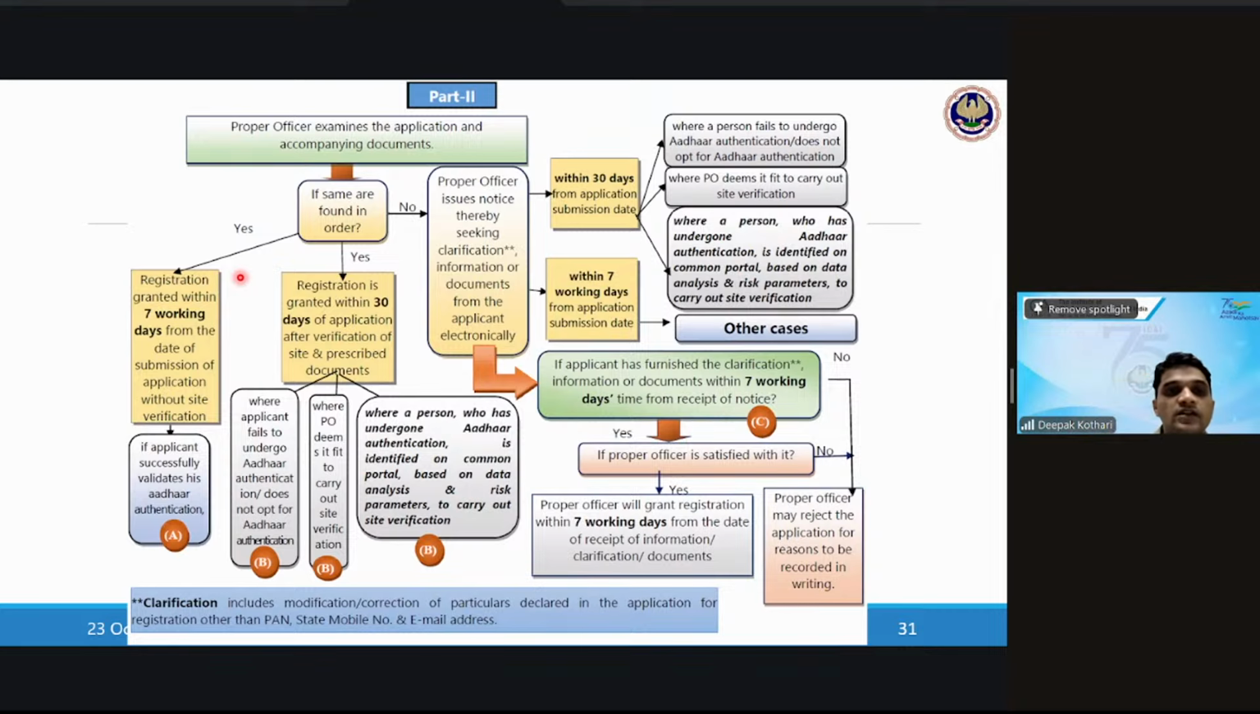Okay, they have come up with a new clause: you will get it within 7 days if your application is successfully validated through your Aadhaar authentication. अगर आपने आधार नंबर देके authenticate करवाया है, then it is 7 days. If not, then the time limit will increase.